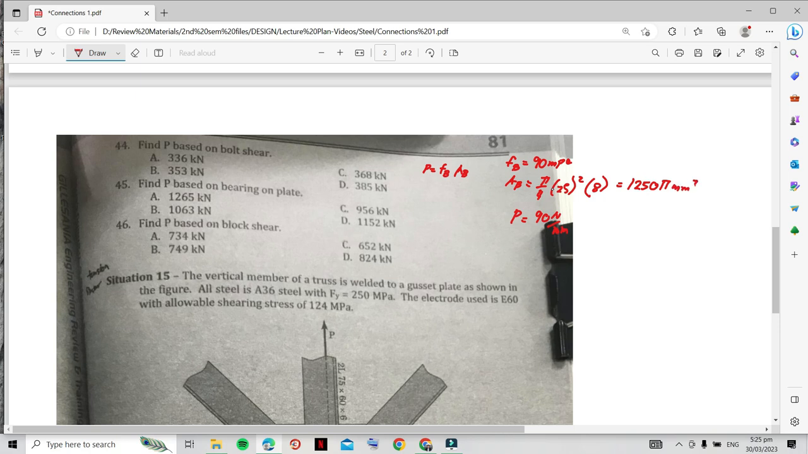So substituting, you have the force P equals 90 N/mm squared multiplied by 1250 pi mm squared. So you have cancelled mm and you have force P in newtons. The choices are in kilonewtons, so you can divide this by 1000 so that you will have kilonewtons. So the answer is 353.429 kilonewtons. The closest answer is letter B.